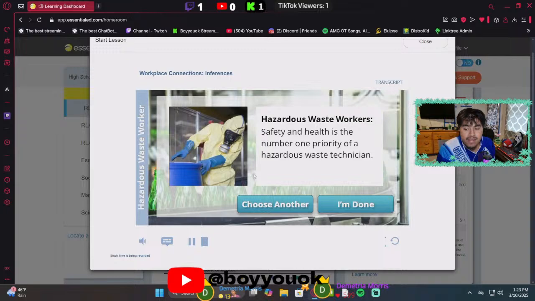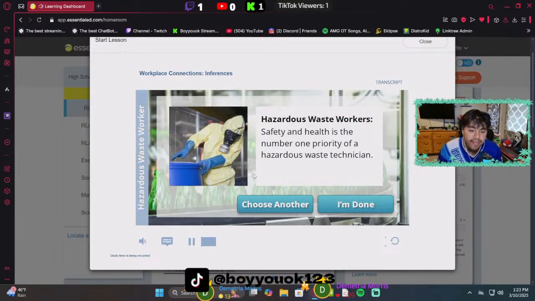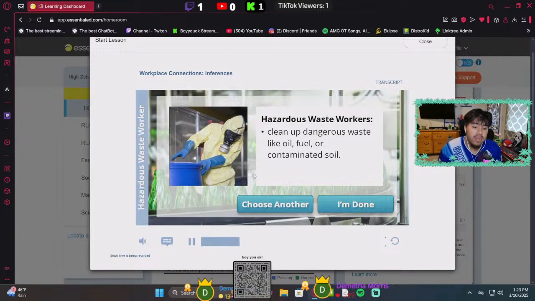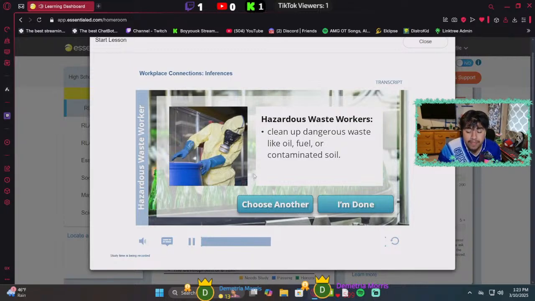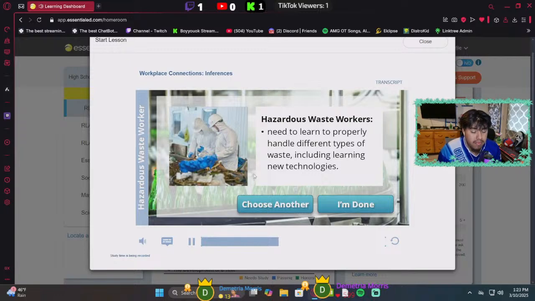Safety and health is the number one priority of a hazardous waste technician. The job involves cleaning up dangerous waste like oil, fuel, or contaminated soil. Learning inference skills will help you build your critical thinking and reading skills for the job. You'll need to learn to properly handle different types of waste, including learning new technologies that you'll use on the job. Your inference skills will help you understand and apply what you read.